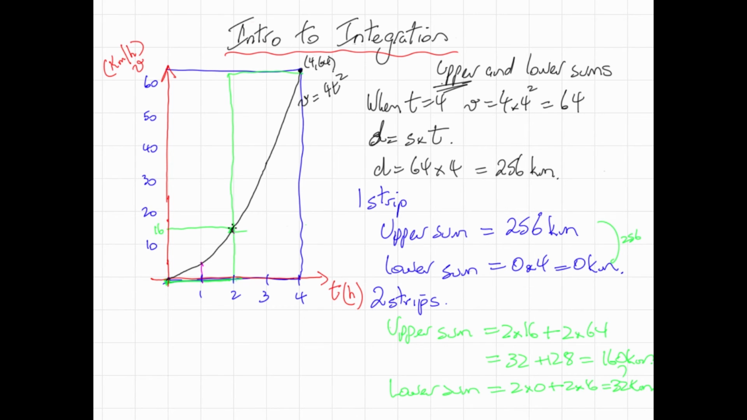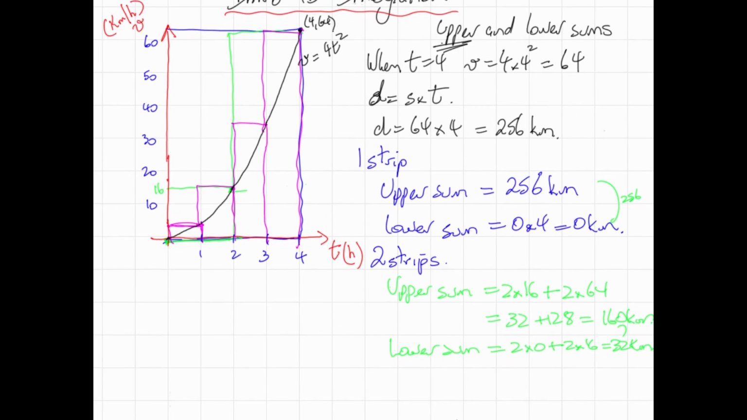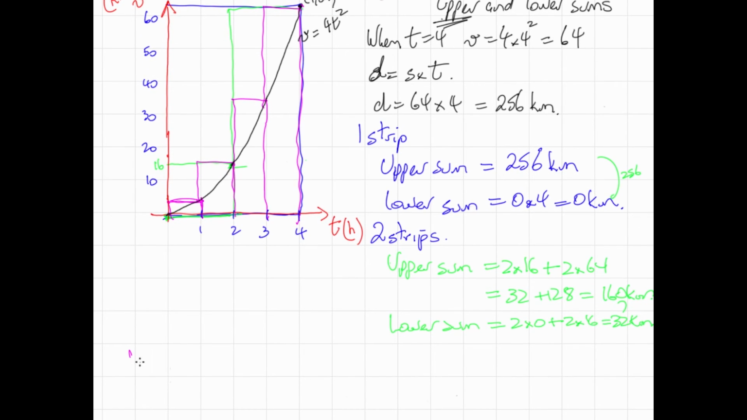1, 2, 3, and 4. So the upper sum here would be the area of that, and then this one here would be the area of that, this one here would be the area of that rectangle, and this one here would be the area of that rectangle. So using 4 strips, the upper sum.